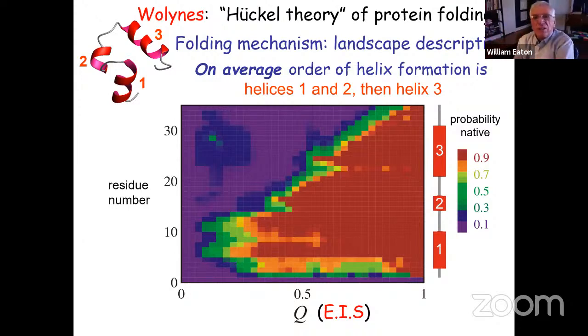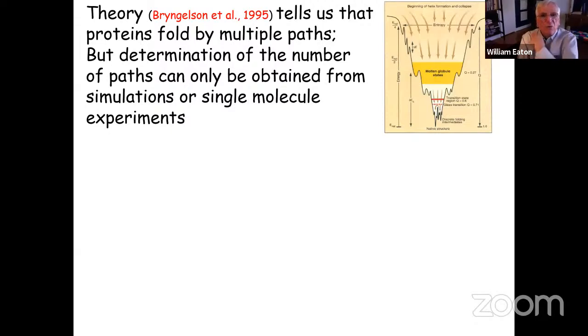I mean, after all, Hückel theory dominated molecular orbital theory early on by explaining pi electron properties. It did a beautiful job of explaining pi to pi transitions. Of course, nobody would use Hückel theory today to do quantum chemical calculations. And I suspect that our theory will have the same fate when a more realistic theory comes along in the future, I hope.